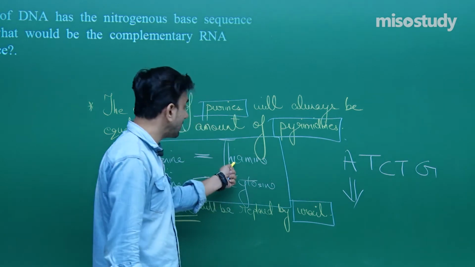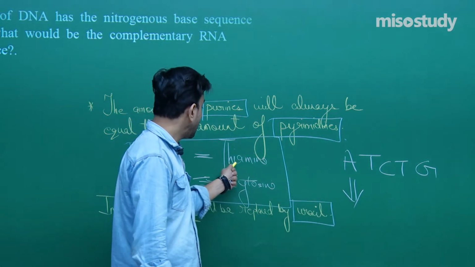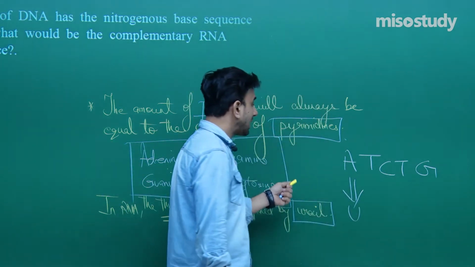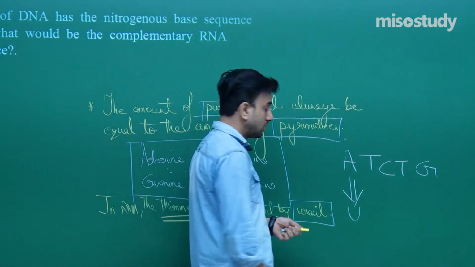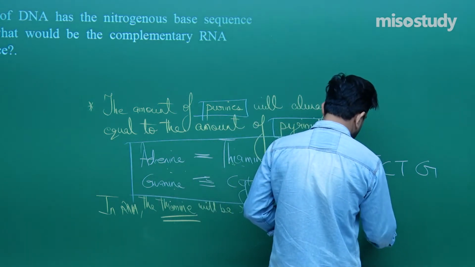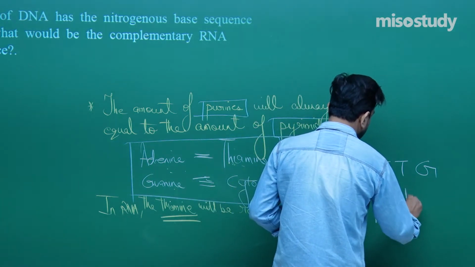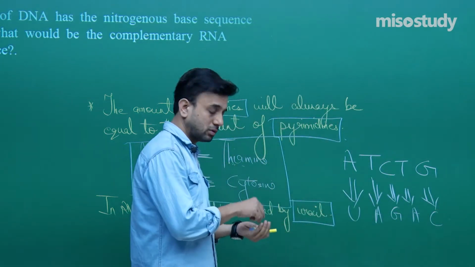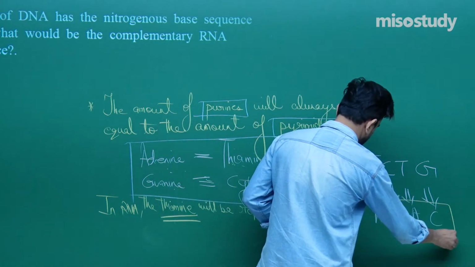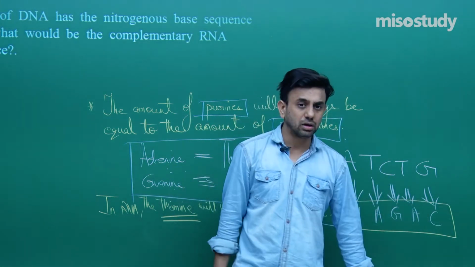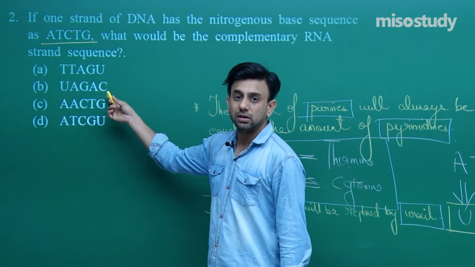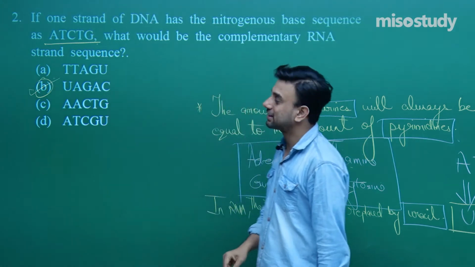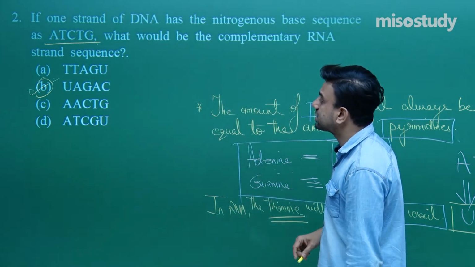Adenine is equal to thymine, and this is replaced by U. Then thymine will be replaced by adenine, cytosine by guanine, thymine by adenine, guanine by cytosine. UAGAC. This is how you should pronounce UAGAC. Right, this is no word like that, just kidding. So this is your correct option.